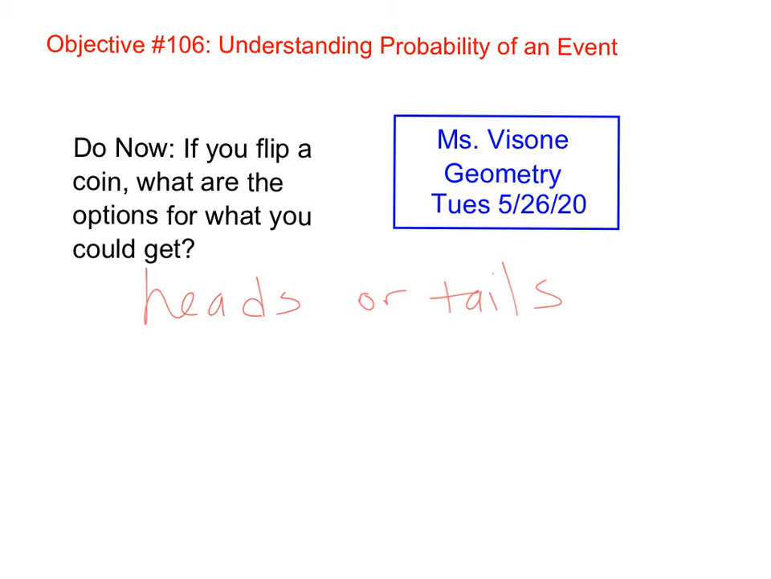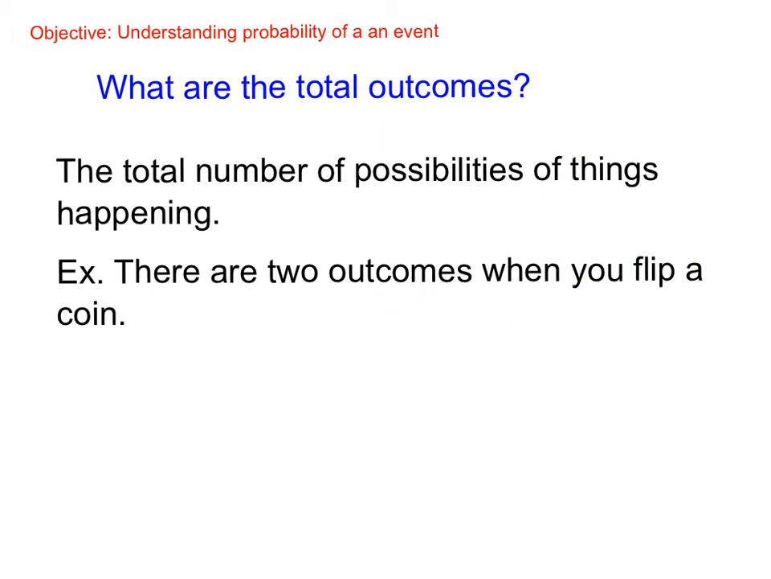We know that. And we're pretty much going to assume every coin is fair. There are trick coins out there, but we're going to ignore that. Total outcomes is the total number of possibilities of what could happen. So if you flip a coin, 2 things could happen. So the total outcomes is 2.